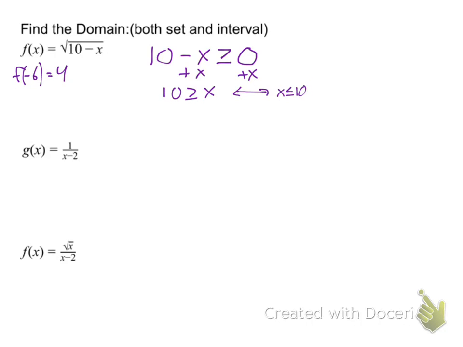Okay, we need to state this. The domain is of x on real numbers such that what? You already did the work. Oh, x is less than or equal to 10. Done. That's one of them. Which one is that? That's the set notation. Now we'll do interval notation.